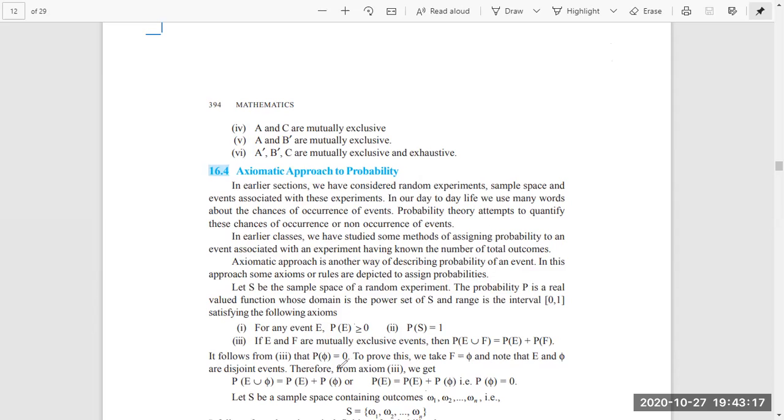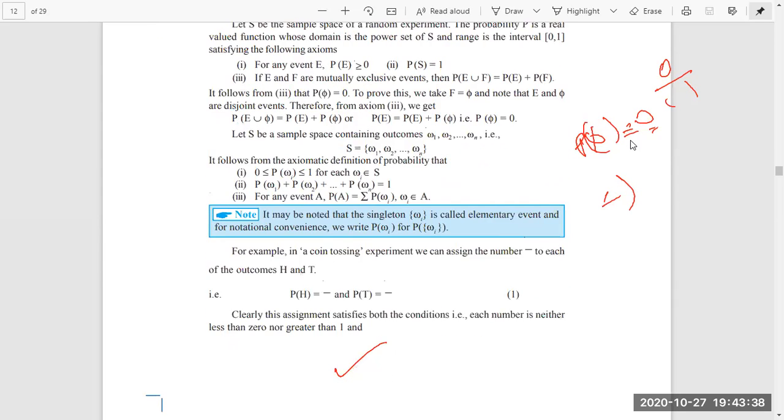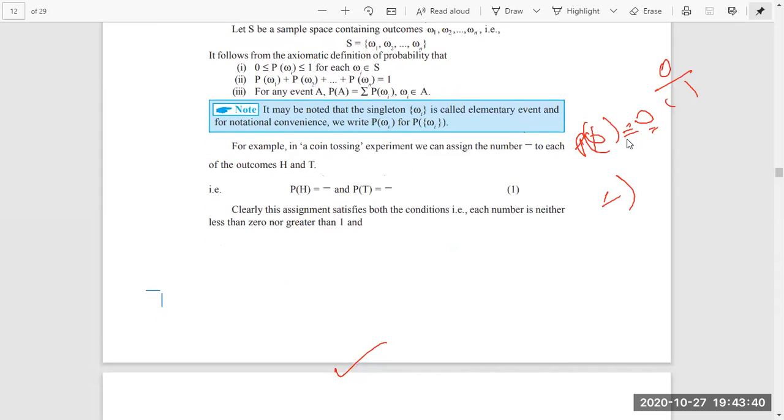The probability of E union phi is the probability of E plus the probability of phi, and the probability of the null set is always 0, because there is nothing there. Nothing means 0 divided by the sample space, which is always 0. And the sum of the probabilities of all the events in a sample space is 1.